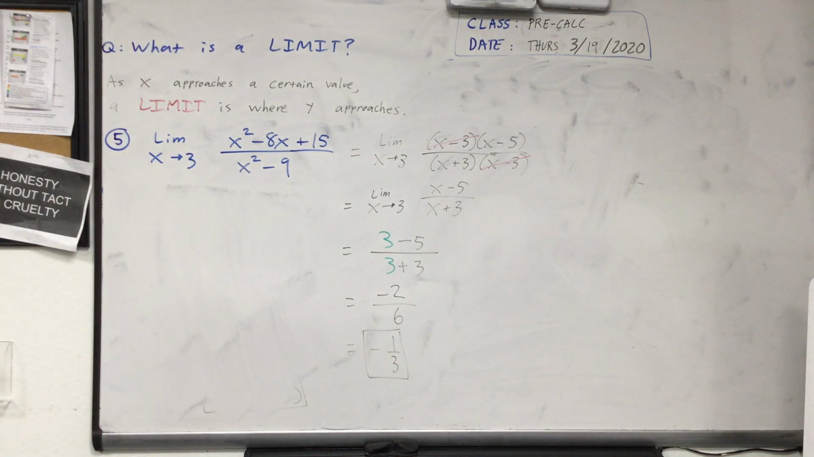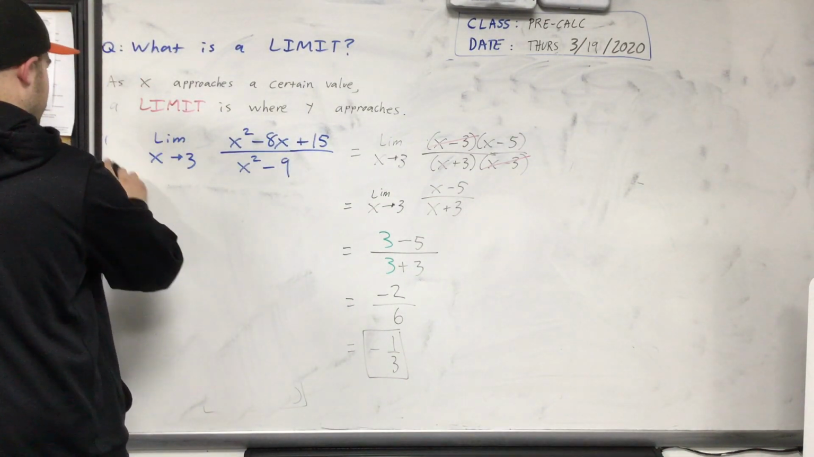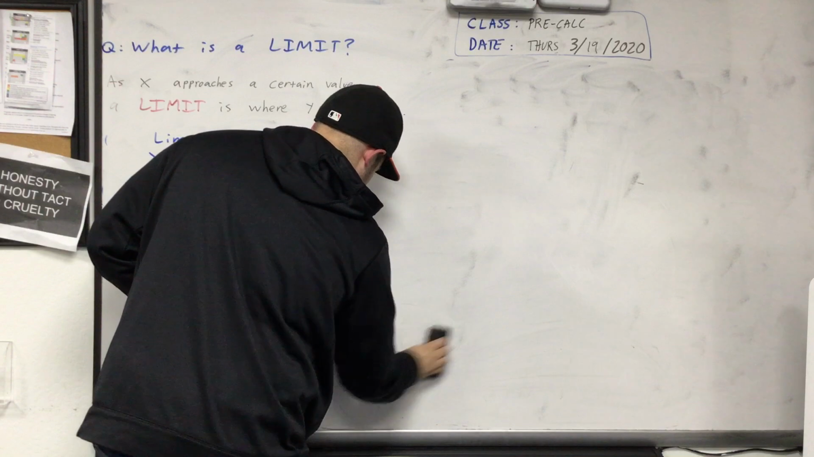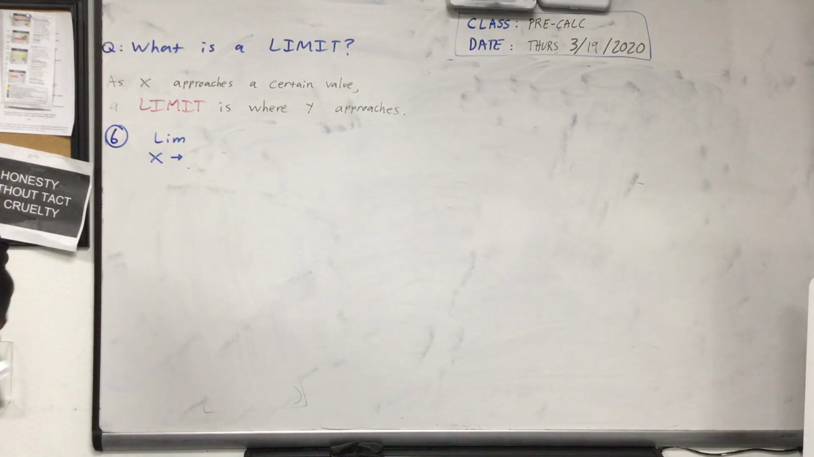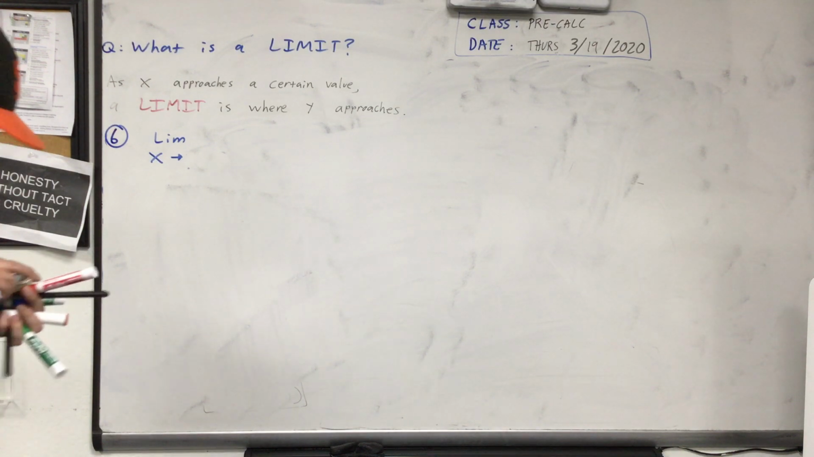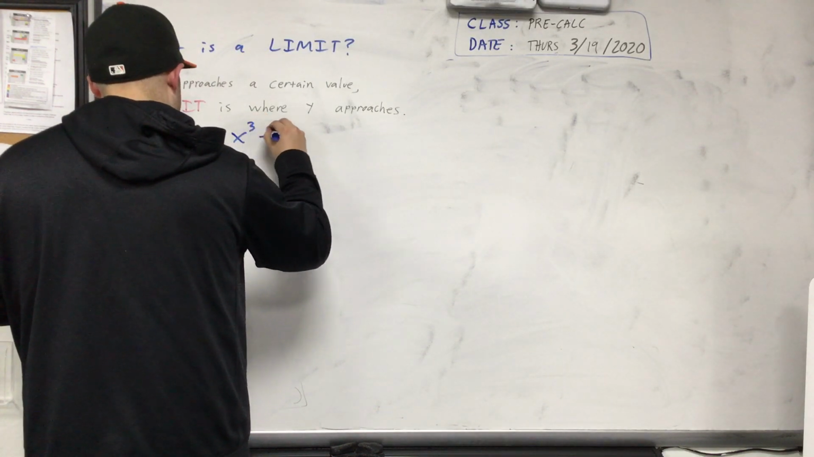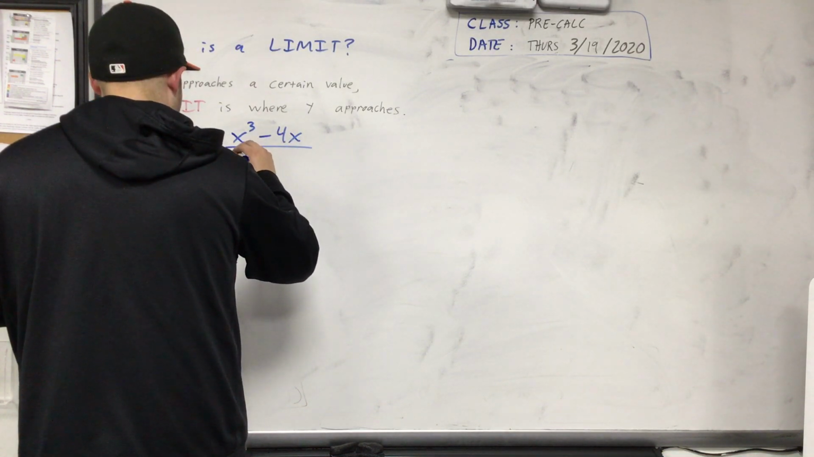See if you can do this next problem independently. Limit as x approaches 0 for x cubed minus 4x over 2x squared plus 3x.